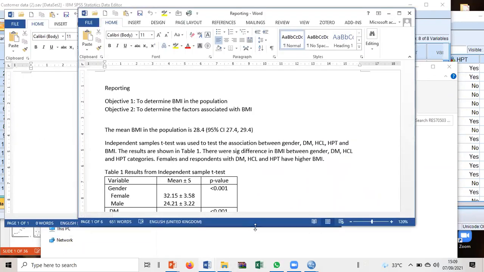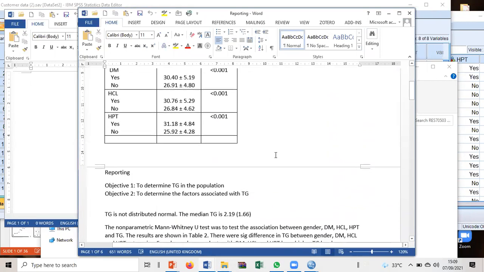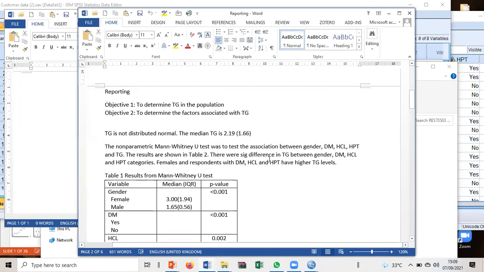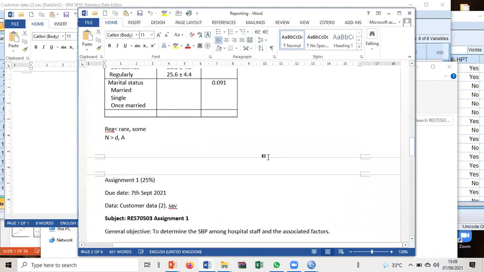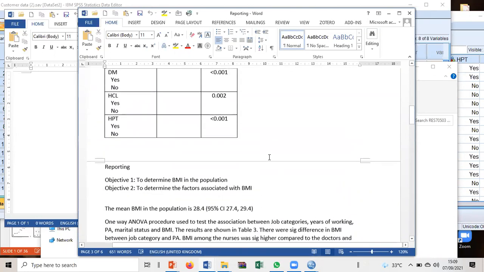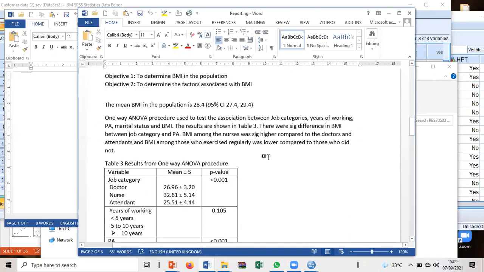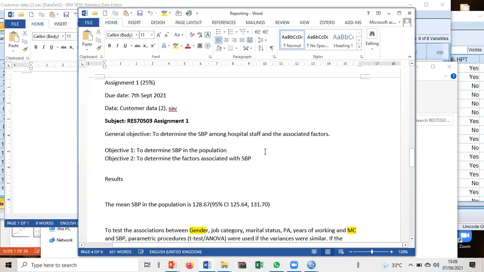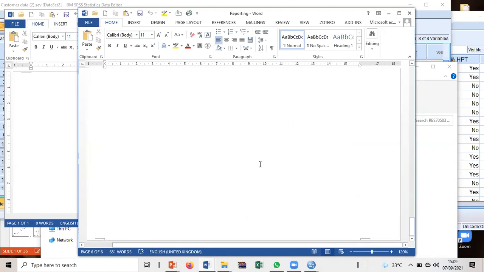Right. I told you that's the way I want. Some of you just copied SPSS tables and pasted. That was not the way I wanted, right? Okay, let's go through the example here. And I've gone through three examples the other day. Okay, let's do one.